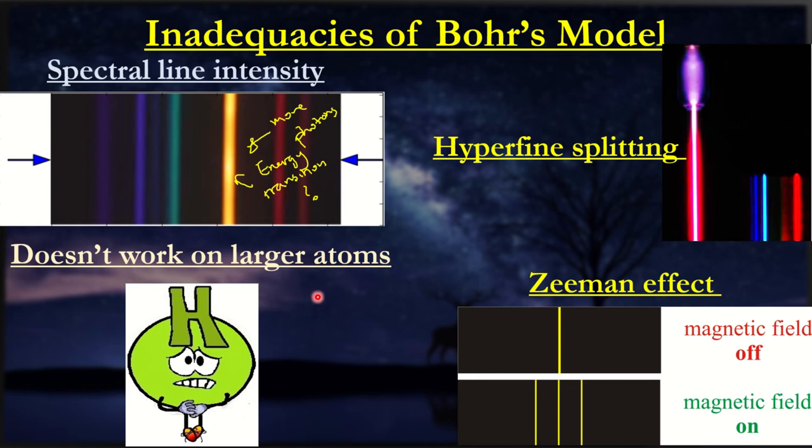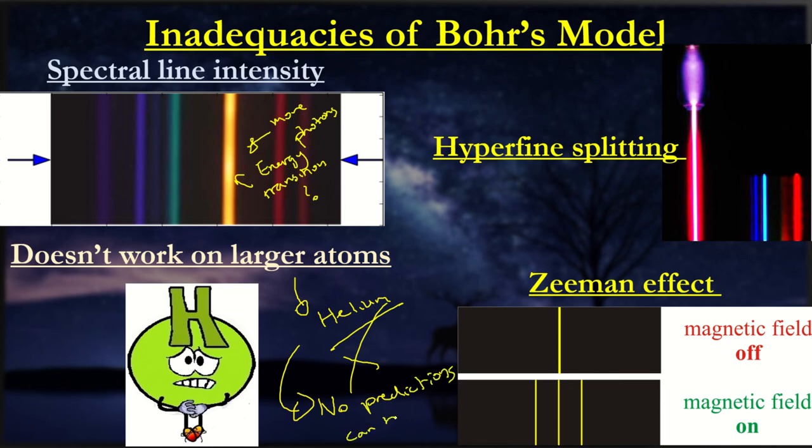The other thing is it doesn't work for larger atoms. What we mean by larger is literally anything more than one electron in its shell. So anything like helium or bigger, it doesn't work. So you can understand that this model is not really good at doing predictions if you can't do anything bigger than one electron. So no prediction can be made if we go to helium and beyond.